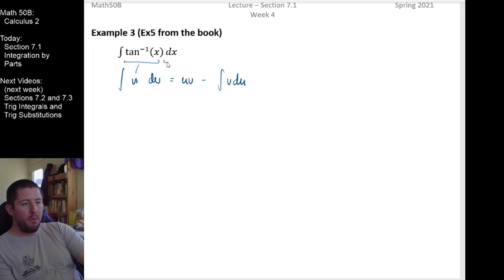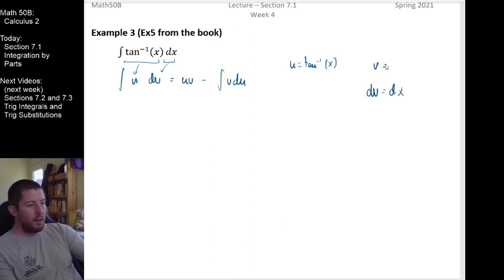That's kind of got to be the u parts. That's kind of got to be the dx parts right there. So let's see if we can do this. Well, if u is tan inverse of x and dv is dx, well, I've got one easy one here. But what the heck is this?